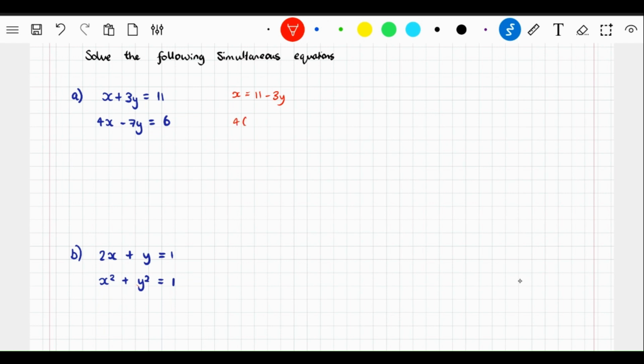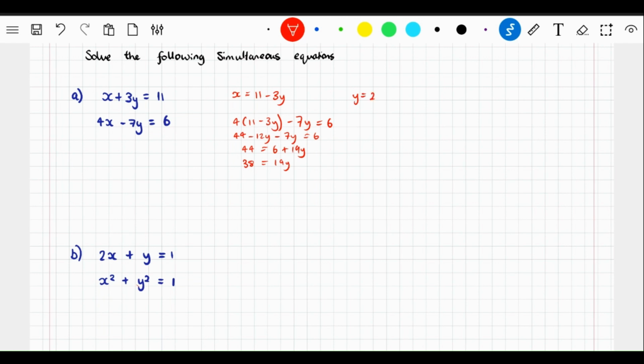Now, if we sub this x into this bottom equation here, we're left with 4, and instead of putting x, we'll put what x equals to. So that is 11 minus 3y, and then minus 7y equals 6. Now, if we expand that bit there, we get 44 minus 12y minus 7y equals 6. We add the y's onto the other side, so we get 44 equals 6 plus 19y. Take away the 6, so it's 38 equals 19y. And if we divide by 19, we're left with y equals 2.